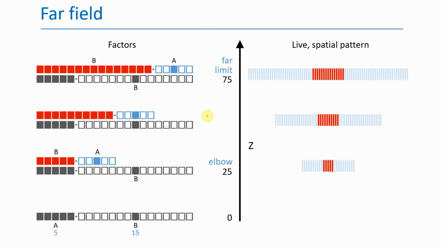This trend continues up until the far limit, which is the final critical plane for the beam. This occurs at Z equals AB, which in this case is 75.